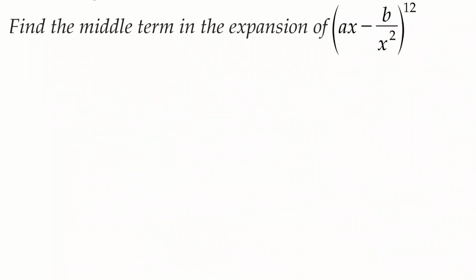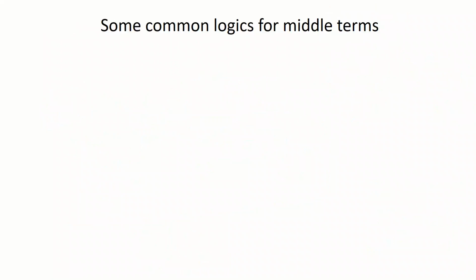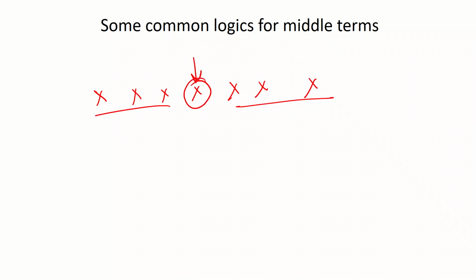Okay, now questions involving middle terms. Find the middle term in the expansion of this thing. Before going into this question, I want you to be aware of some common logic for middle terms. There are two kinds of things that you need to know. First of all, suppose that I give you 7 terms: 1, 2, 3, 4, 5, 6 and 7. What is the middle term over here? The middle term is this term, right? Because there are 3 terms to the left of it and 3 terms to the right of it. So this must be my middle term. Remember, we took 7 terms over here, so whenever we are taking an odd number of terms, we exactly have one middle term.